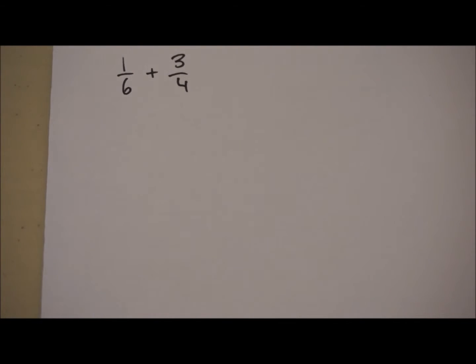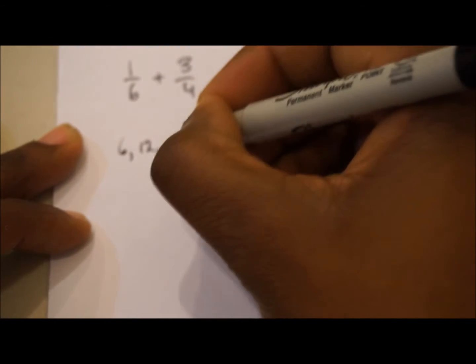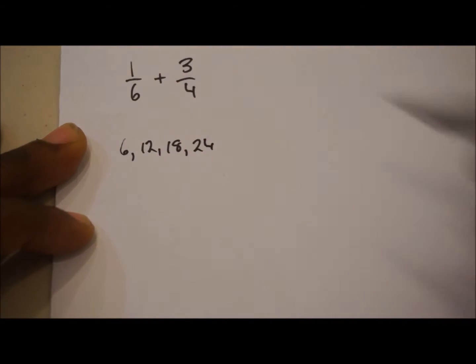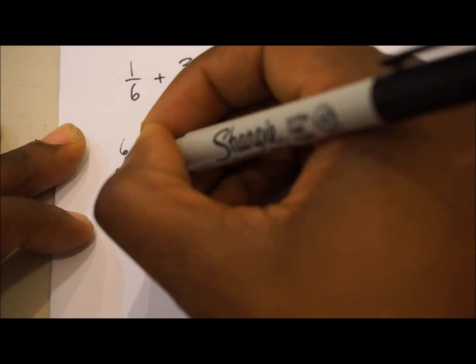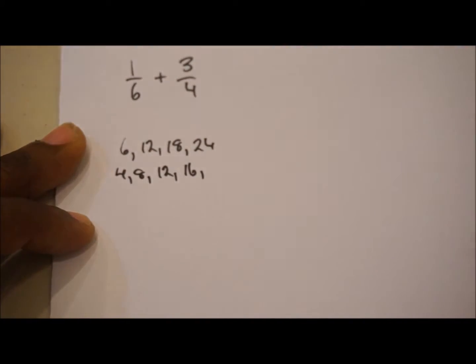If I am given these two fractions to add, the first thing I recognize is that my denominators are different. My denominators are 6 and 4. Therefore, I cannot add my problem like this. I need to have a common denominator for both of them. The best way to think about getting your common denominator is to say your timetables for 6: 6, 12, 18, 24, etc. I do the same thing for 4: 4, 8, 12, 16, etc.